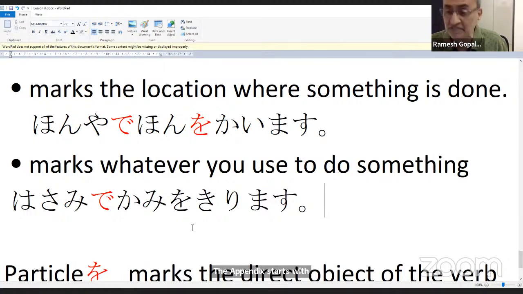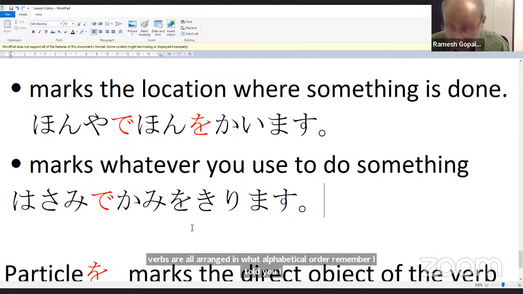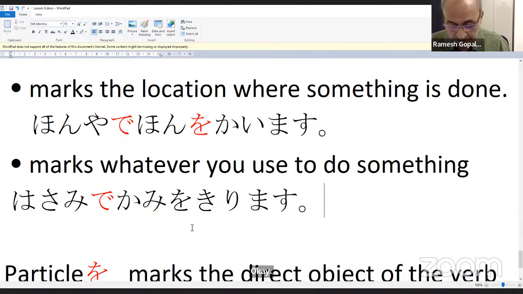Are you seeing this? Page 166, you're seeing the appendix? Yes, sensei. How does it start? It starts with verbs, no? Yes. And see, the verbs are all arranged in what? Alphabetical order. Remember I told you, a, i, u, e, o. In ka, it is ka, ki, ku, ke, ko. Sa, it is sa, shi, su, se, so. So, a, ka, sa, ta, na, ha.